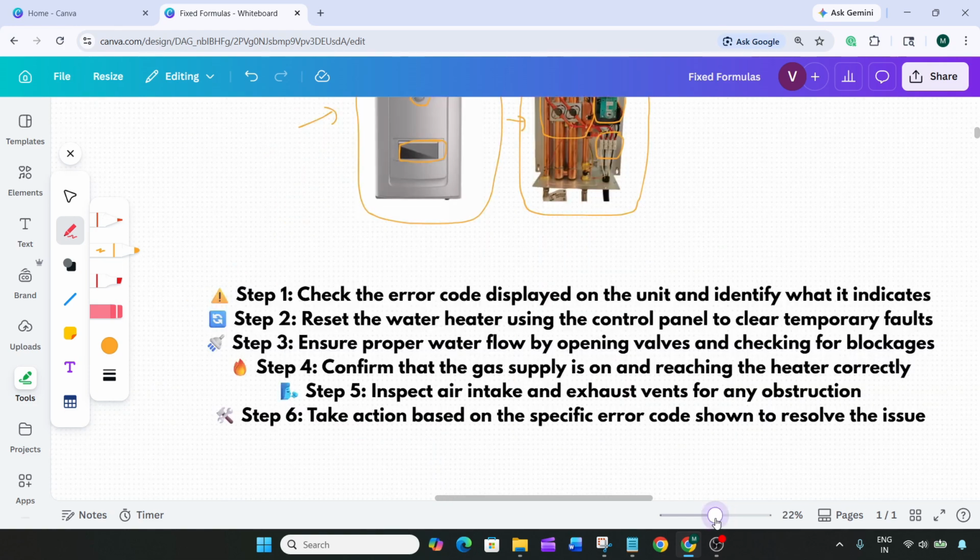Try these. 1. Check the error code displayed on the unit and identify what it indicates. 2. Reset the water heater using the control panel to clear temporary faults. 3. Ensure proper water flow by opening valves and checking for blockages. 4. Confirm that the gas supply is on and reaching the heater correctly. 5. Inspect air intake and exhaust vents for any obstruction. 6. Take action based on the specific error code shown to resolve the issue.